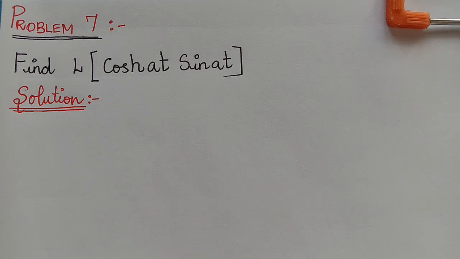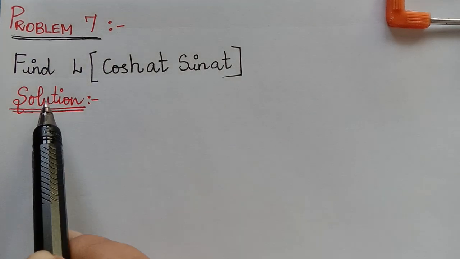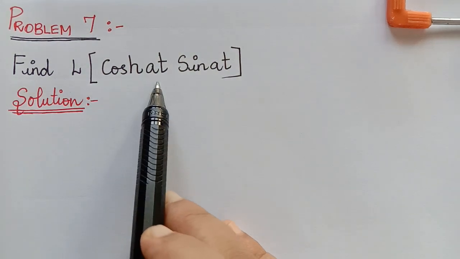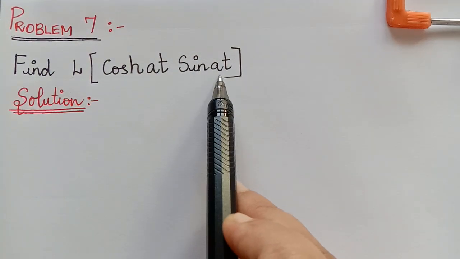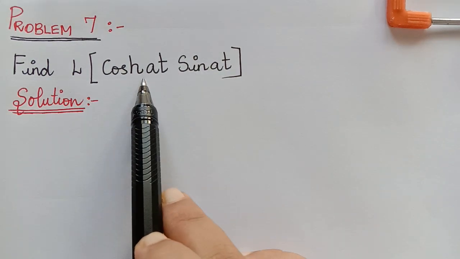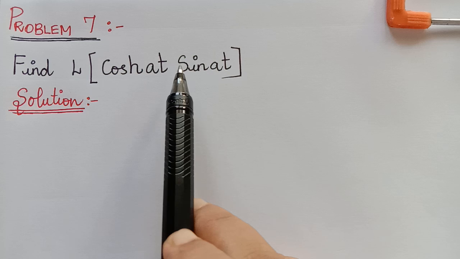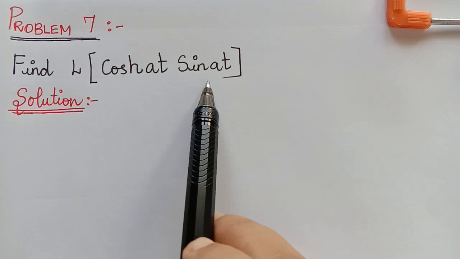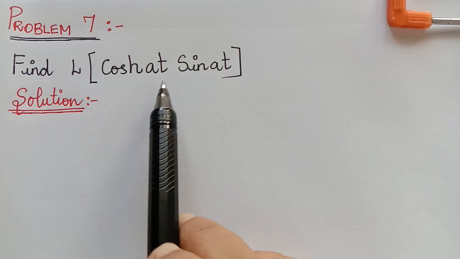Now here we have problem 7. The question is to find the Laplace transform of cosh at sin at. Now how to solve this problem? If you see, this is a product of two functions, so we have to apply the theorems on Laplace transform. But we should know what theorem we have to apply.